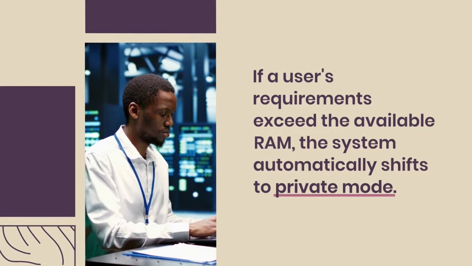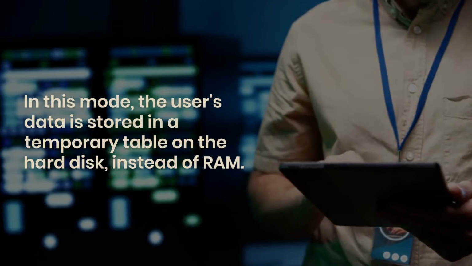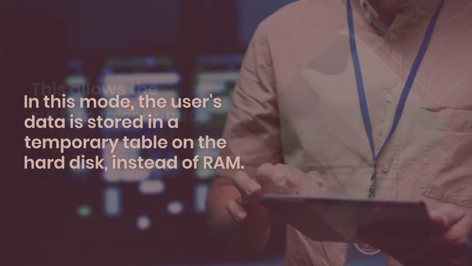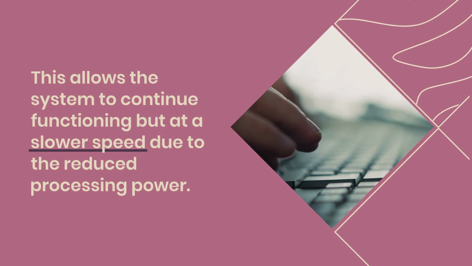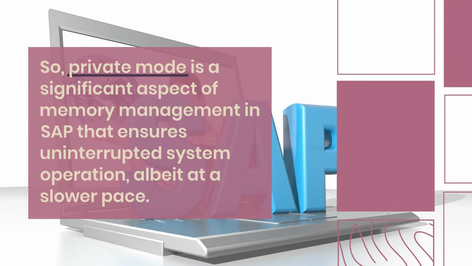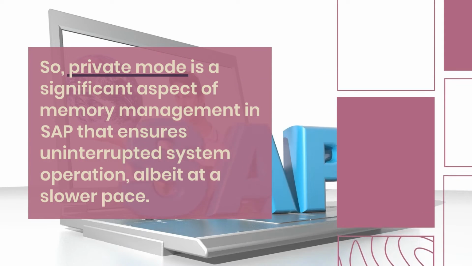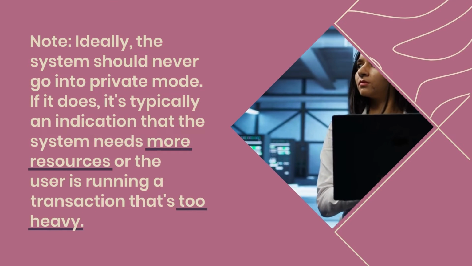If a user's requirements exceed the available RAM, the system automatically shifts to private mode. In this mode, the user's data is stored in a temporary table on the hard disk instead of RAM. This allows the system to continue functioning but at a slower speed due to the reduced processing power. So, private mode is a significant aspect of memory management in SAP that ensures uninterrupted system operation, albeit at a slower pace. Note: ideally, the system should never go into private mode.